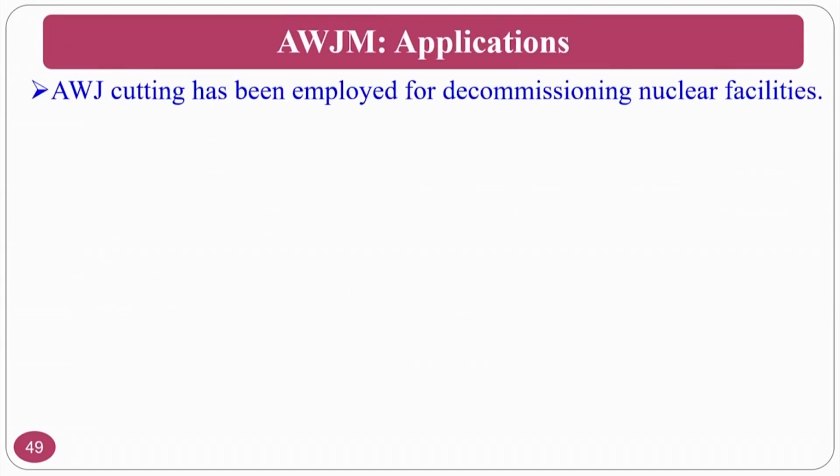Applications, if you see, water jet cutting can be employed for decommissioning of nuclear facilities, which is one of the good things. Normally nuclear facilities are very delicate to decommission, so this particular process can do that application.